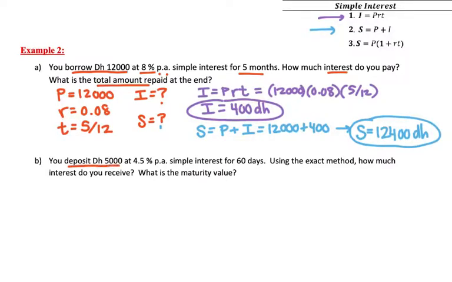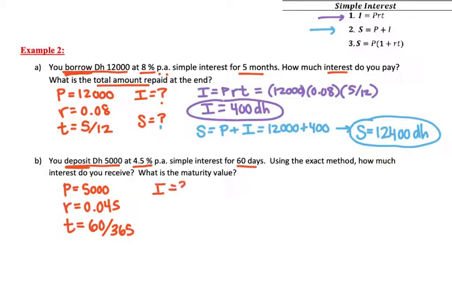Okay, let's do the second example. You deposit 5,000. Notice there's no difference in calculations whether you deposit or whether you borrow. That's the starting amount, 5,000. We're going to put it in the bank. The rate is 4.5% per annum per year, so that means 0.045. And it says 60 days. Now again, we cannot put T equals 60. That would mean 60 years. So 60 days, we say 60 divided by 365. Again, they're asking about the interest and the maturity value, which is S, the future value.